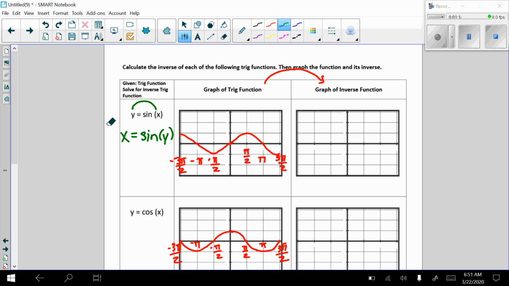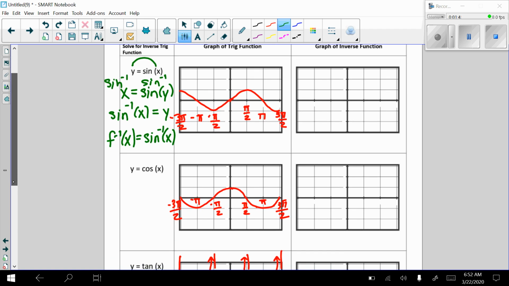So in order to solve for y here, we know we would have to take inverse sine of each side. That would give us inverse sine of x equals y. And to indicate that it's an inverse, we write it like this. I'm going to switch these sides around too. Okay, so that's the inverse of sine. So basically y equals the inverse sine of x.